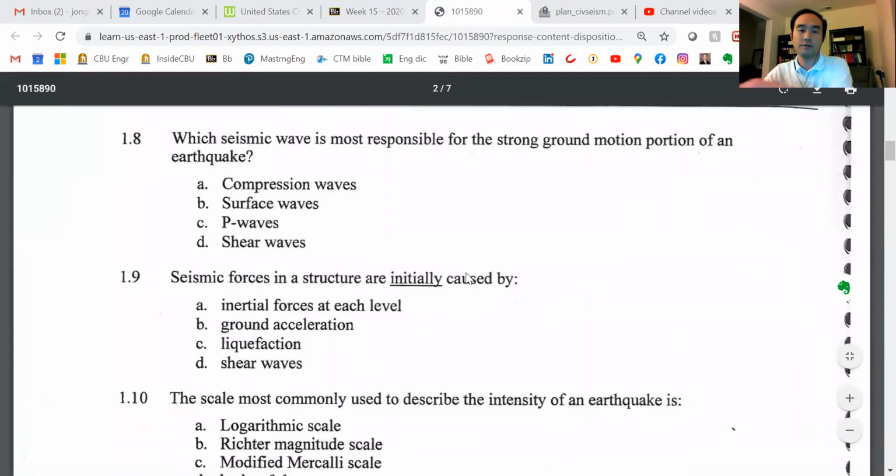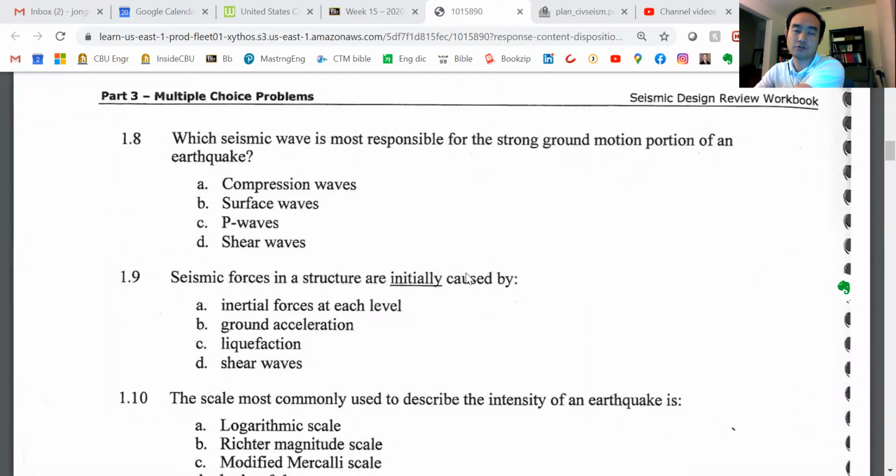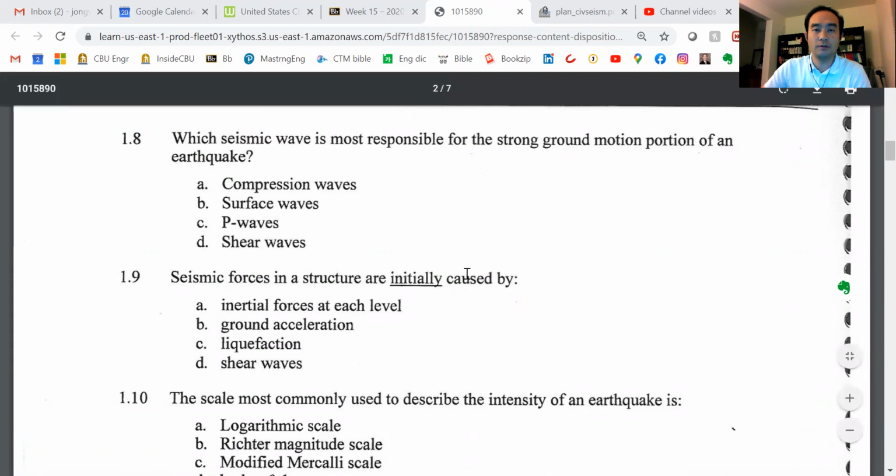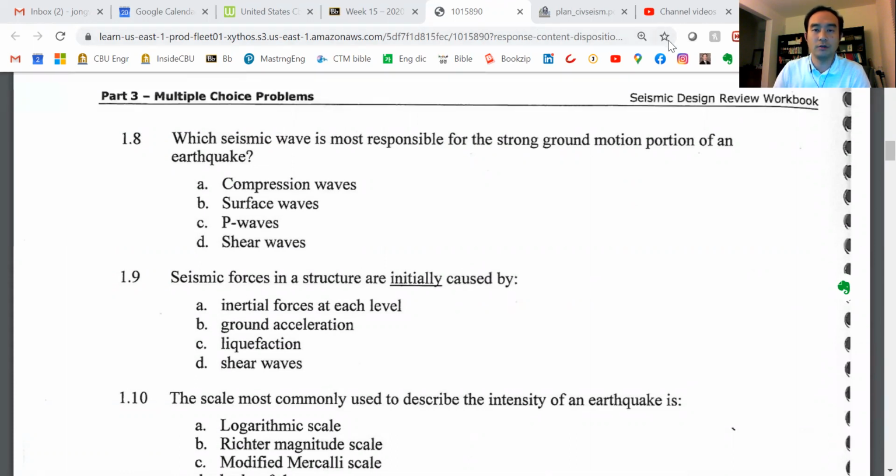Which seismic wave is the most responsible for the strong ground motion portion of an earthquake? A, compression waves. B, surface waves. C, P waves. D, shear waves. Shear waves are S waves, right? What do you think? What is the answer? We talked about the difference between P waves and S waves. So the shear waves are the most responsible for the strong ground motion. This is S waves.